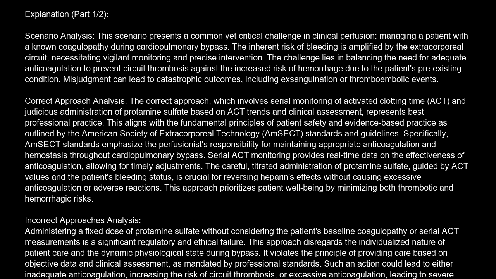Incorrect approaches analysis. Administering a fixed dose of protamine sulfate without considering the patient's baseline coagulopathy or serial ACT measurements is a significant regulatory and ethical failure. This approach disregards the individualized nature of patient care and the dynamic physiological state during bypass. It violates the principle of providing care based on objective data and clinical assessment, as mandated by professional standards. Such an action could lead to either inadequate anticoagulation, increasing the risk of circuit thrombosis, or excessive anticoagulation, leading to severe bleeding, both of which are preventable adverse events.